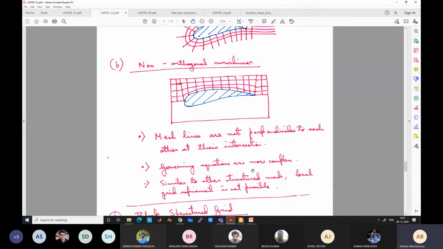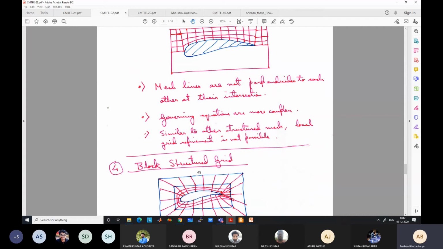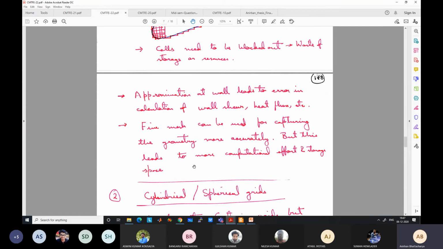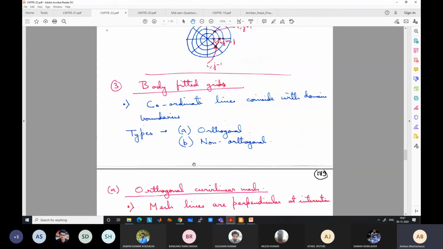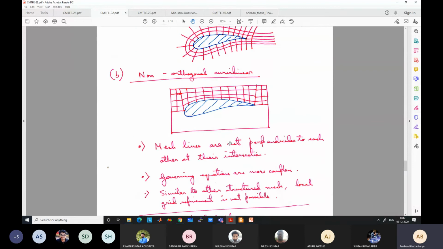However, there is a type of structured mesh where local refinement is possible, and we'll come to that. So this is the last type of structured mesh that we are going to see. We have seen Cartesian, cylindrical, spherical, and then orthogonal curvilinear and non-orthogonal curvilinear.